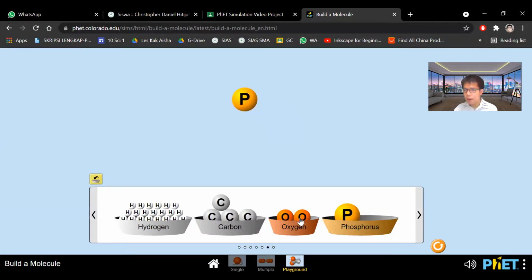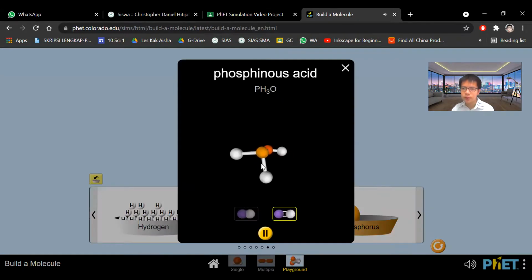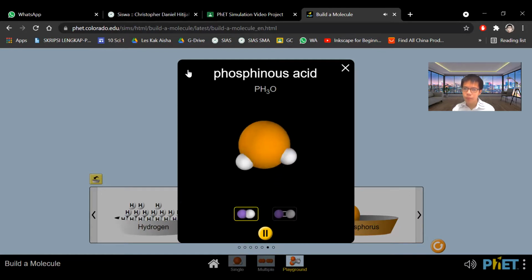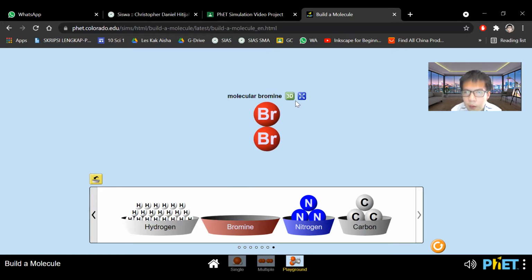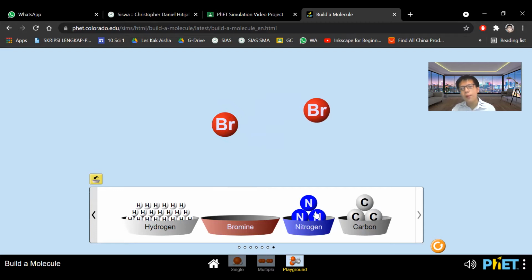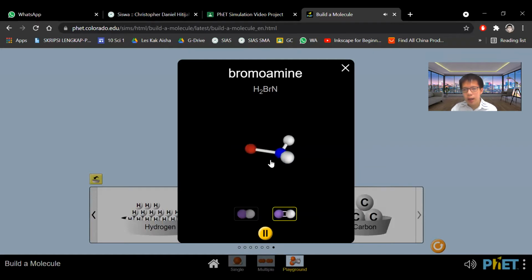Or phosphorus with maybe oxygen and hydrogen. It becomes phosphinous acid. This is the structure. How about nitrogen or bromine? We take the bromine, and it becomes molecular bromine, or we separate it and combine with nitrogen, and it becomes boroamine. This is the structure and the bonding, H2BrN.